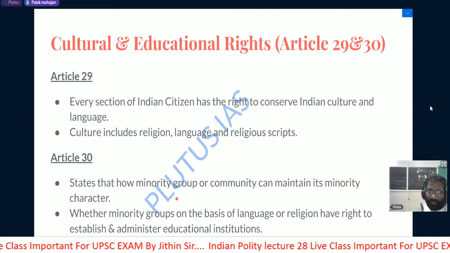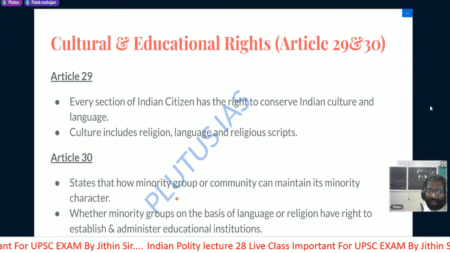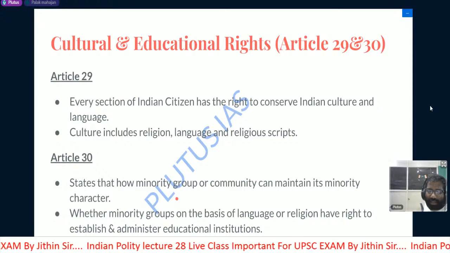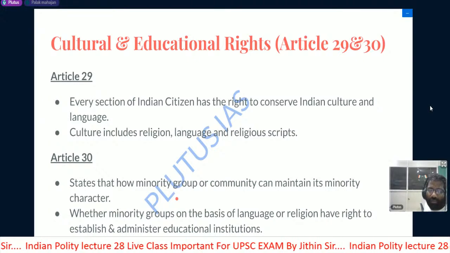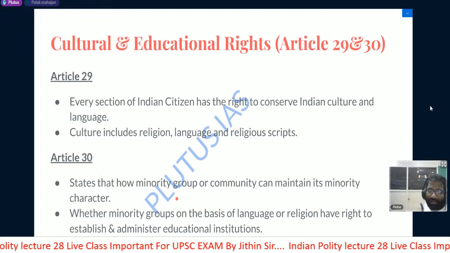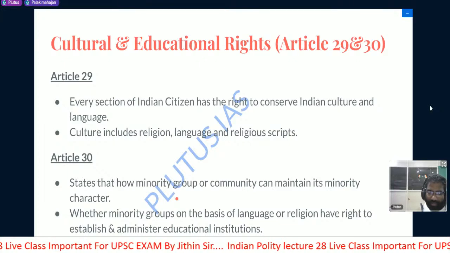It's that any authority shall not... What is the third procedure? Procedure established by law, due process of law. What is the third thing? I don't remember.